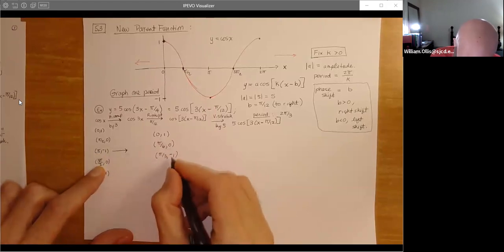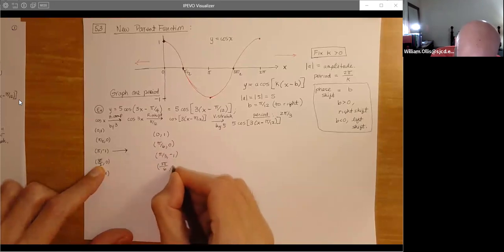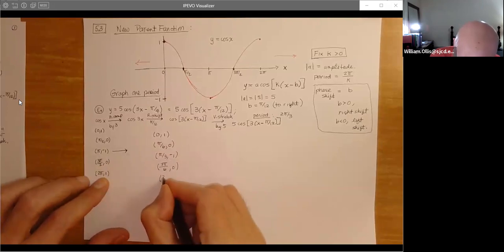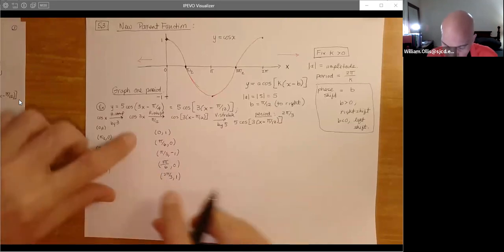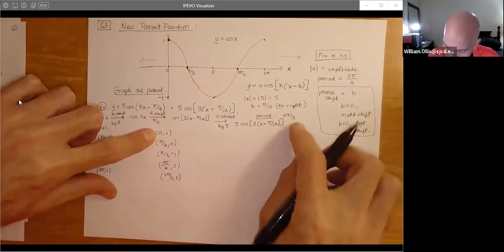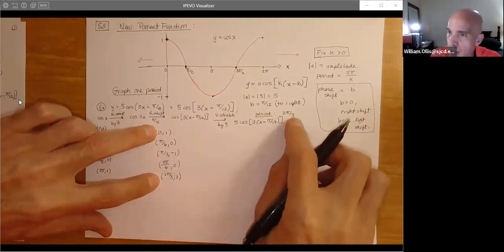And then we get 3 pi over 6. Just leave it alone. 3 pi, don't absorb anything. It'll be easier to get a common denominator. And then 2 pi over 3. So now you see that's actually the new period here. We see from this calculation, the distance here is just 2 pi over 3. So this is consistent with this calculation here.